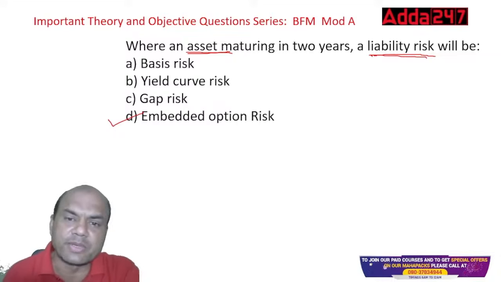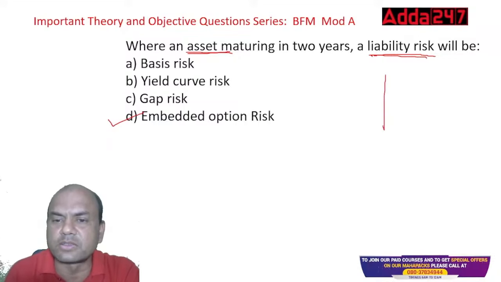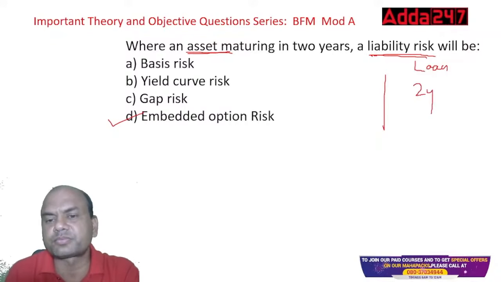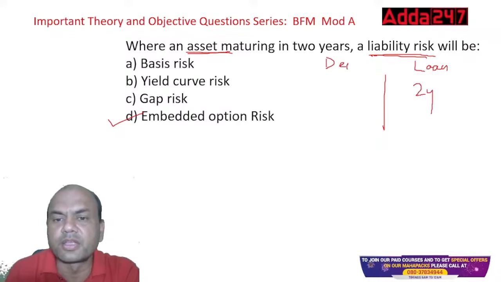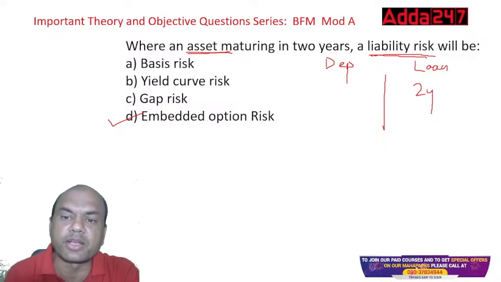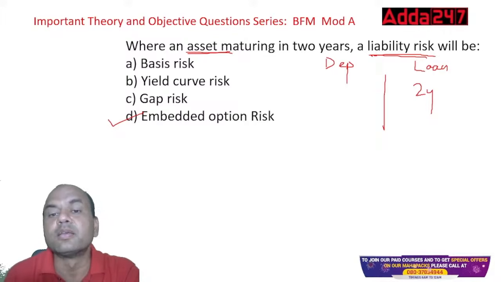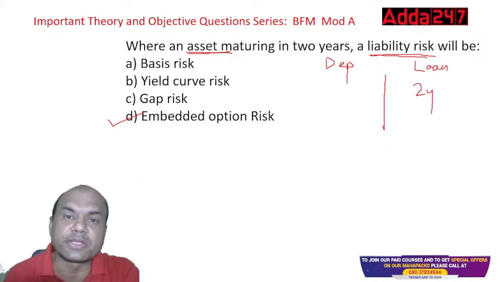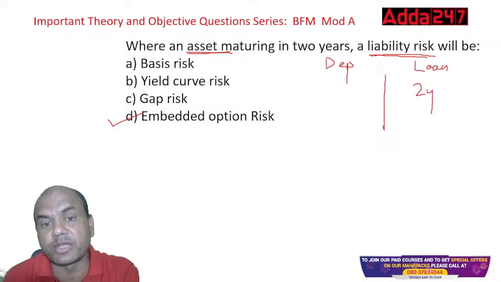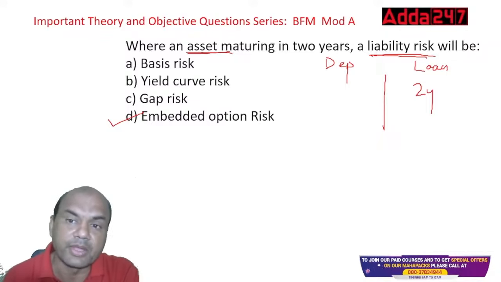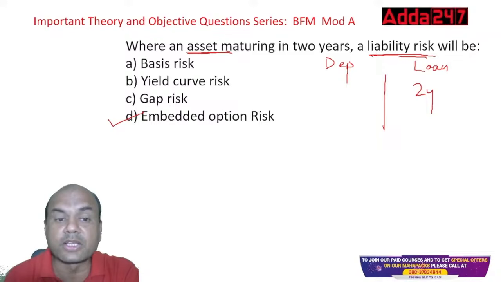See here, if this asset is maturing in 2 years, it means there is a loan. Let's look at it this way: loan, okay? If this loan is maturing in 2 years, I may face a deposit issue. I have to fund this loan over these 2 years, so I have to see to it that I have sufficient deposits for this loan. But if this deposit, the FD, gets matured and there's a withdrawal, then will I get an FD of the same amount afterwards at the same rate? That is known as embedded option.